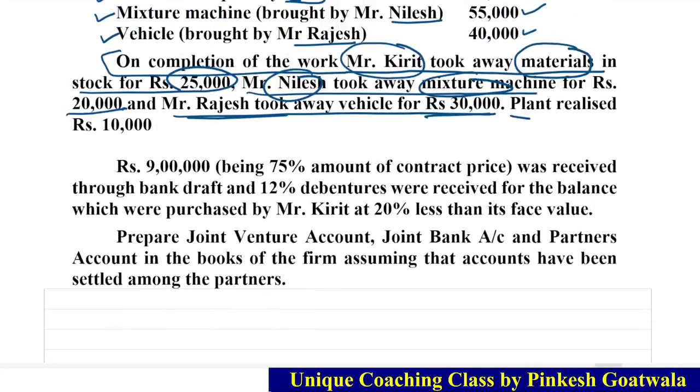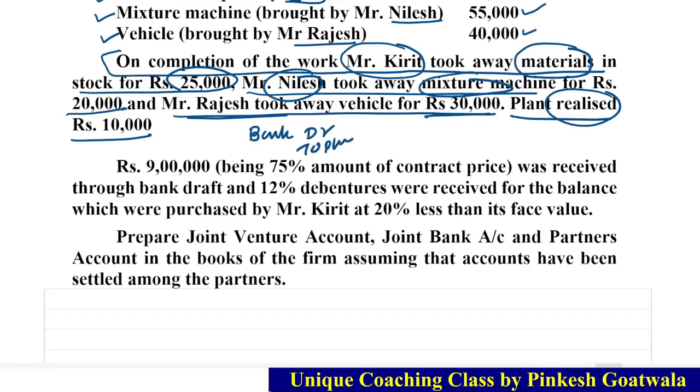Then one more point, plant realized 10,000. Remember, realize means sold. So here they sold the plant for 10,000. Now what's its effect? Very simple, the plant is sold. So what will be the journal? Plant sold means we received money, so bank account will be debited, and plant account, right?